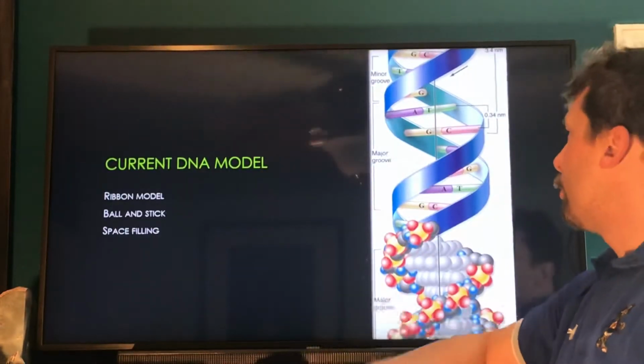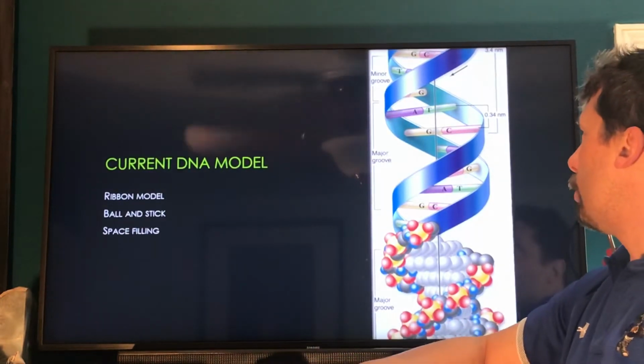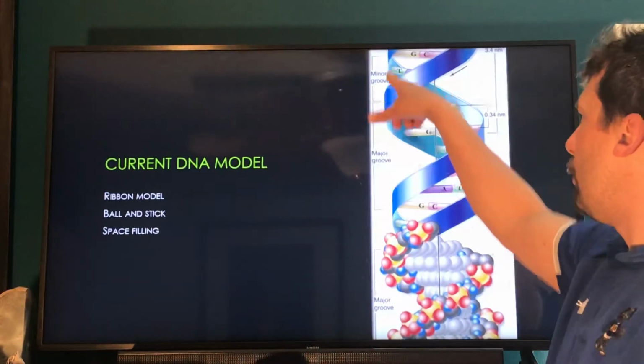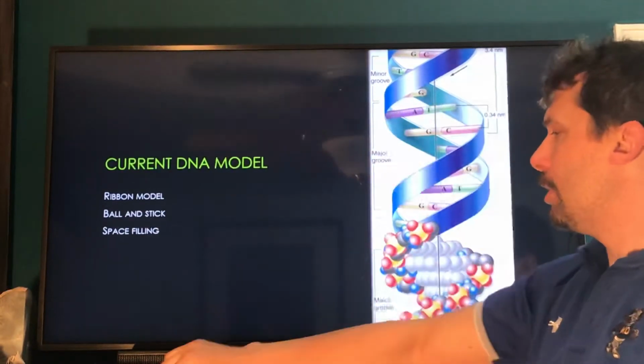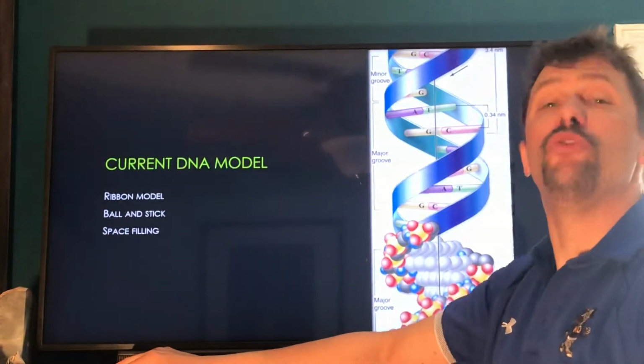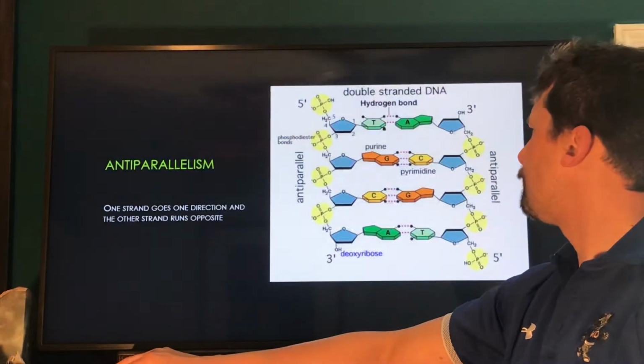All right. Our current model, there's all sorts of different types: ribbon, ball and stick, space filling model. I'm sure you've all seen this before. This is nothing new. Be aware that there are minor and major grooves here in DNA that'll play a role in some things that we can do to kind of turn DNA on and off. So that'll be important come later on.